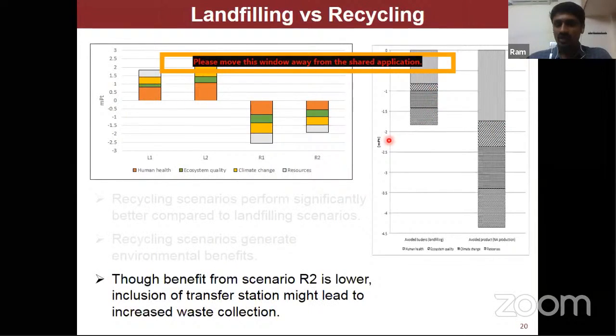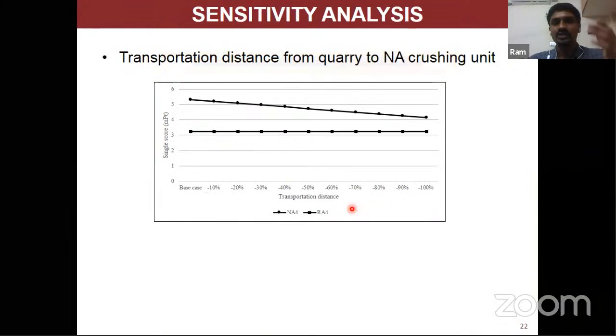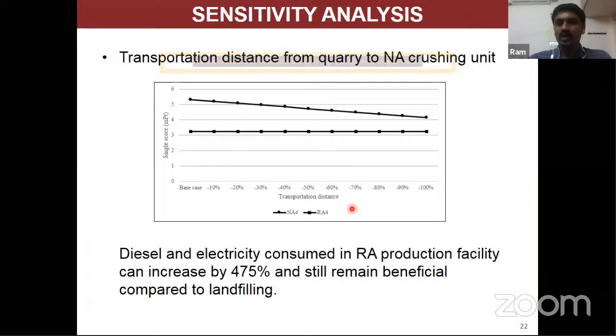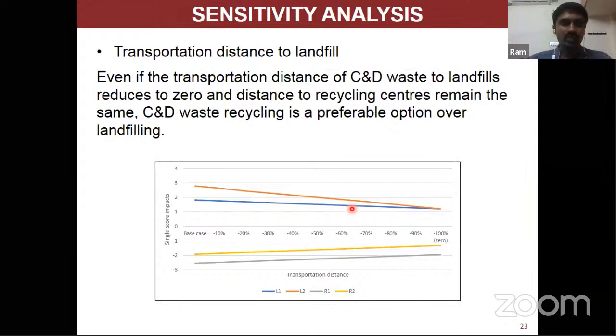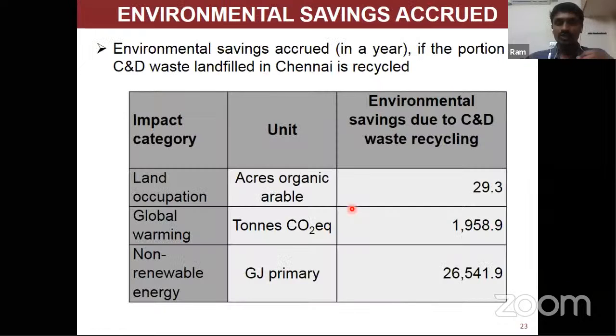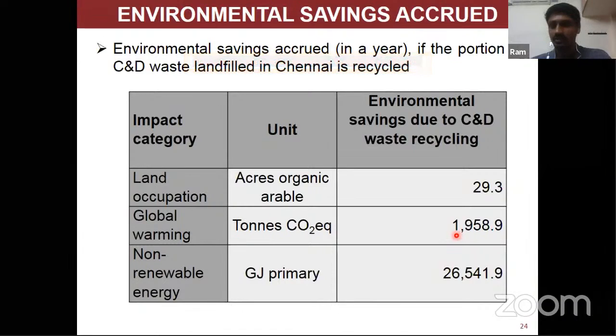We have also considered a sensitivity analysis wherein we have varied various parameters, including the transportation distance from quarry to crushing unit by about 400%. The diesel and electricity consumption have been varied up to 475%, and still the results hold good. Even the transportation distance to landfill has been varied, and the results were absolutely the same, that recycling produces benefits. Just to give a number, if Chennai had practiced recycling, it would have prevented about 2,000 tons of CO2 equivalent emissions in just 1 year, and it accumulates every year.